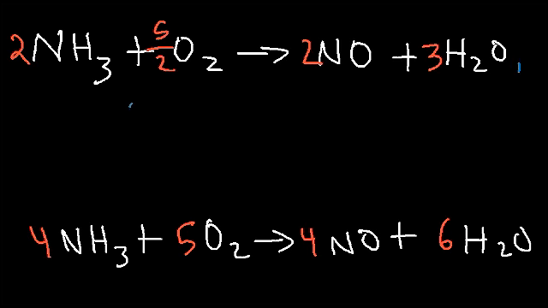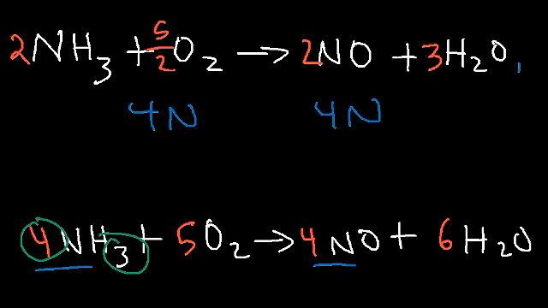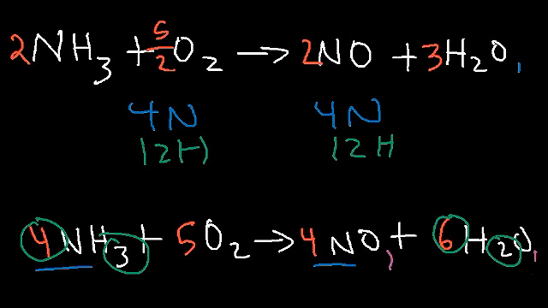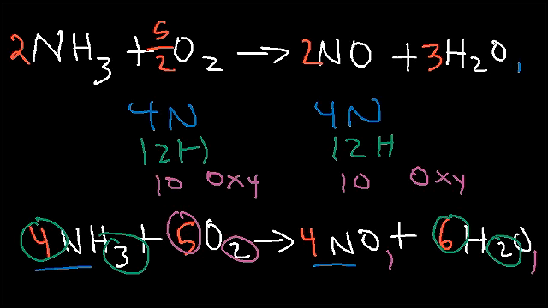So if we check our work, we can see that we have 4 nitrogen atoms on both sides. Here we have 4 times 3, which is 12. 6 times 2 is 12. So we have 12 hydrogen atoms on each side. Here this is 4 times 1, that's 4. 6 times 1 is 6. So we have a total of 10 oxygen atoms on the right side. 5 times 2 is also 10. So everything is balanced.